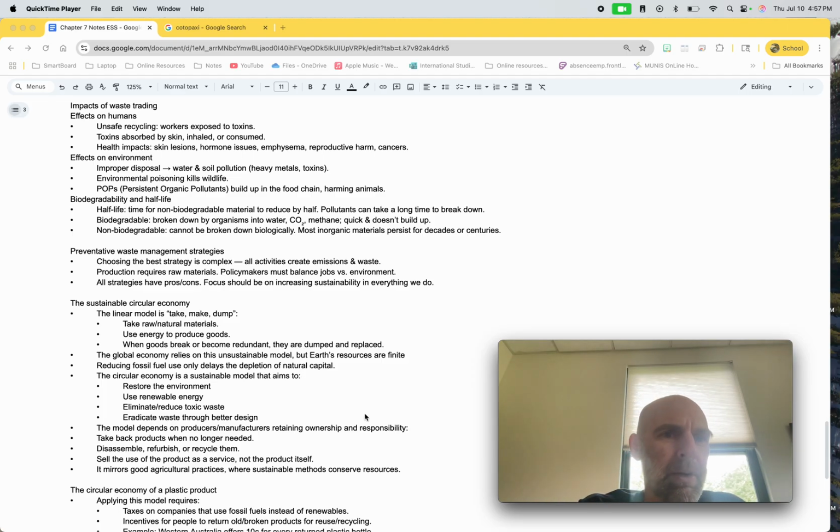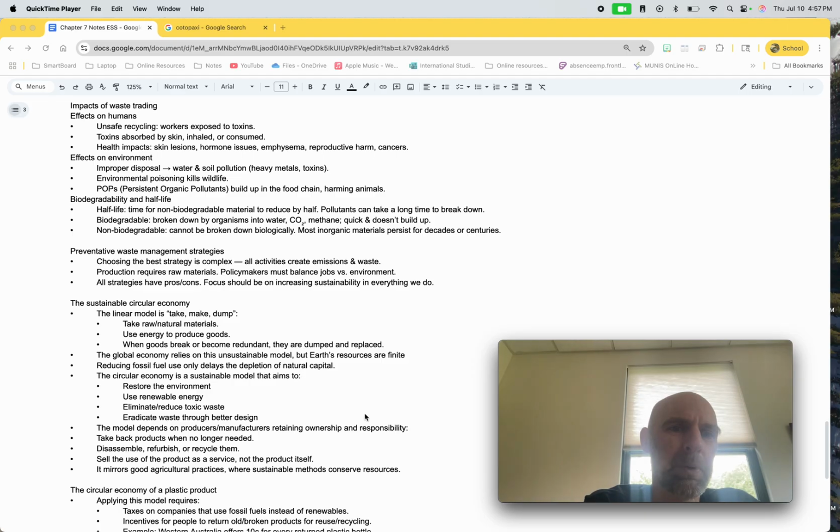Effects on the environment. Improper disposal usually means water and soil pollution, just heavy toxic metals. Locally, check up why, Rentschler Field, why they can't dig down more than 3 feet into it. And there's a good reason why. All right, environmental poisoning kills wildlife.